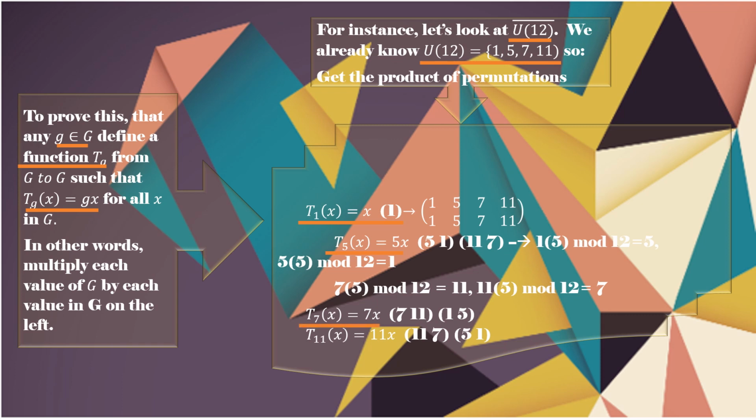T sub 7 of x equals 7x. The permutations are 7 goes to 11 and 1 goes to 5. T sub 11 of x equals 11x. The permutations are 11 goes to 7 and 5 goes to 1.